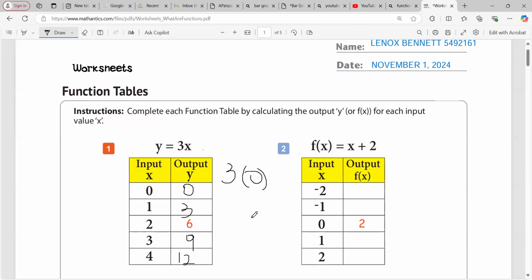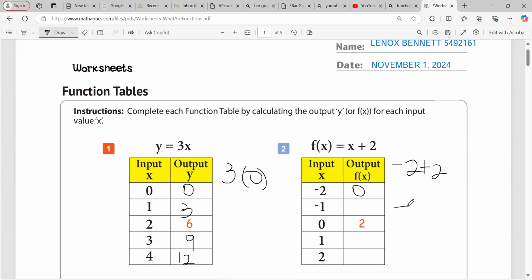All right, let's look at this one now. It says, what is the value of f of x, or what is the output, if f of x is equal to x plus 2? So there we have it, x plus 2. Now in this case, x should be minus 2. So minus 2 plus 2 would be 0. So this one is 0. And we just basically substitute it for all of them.